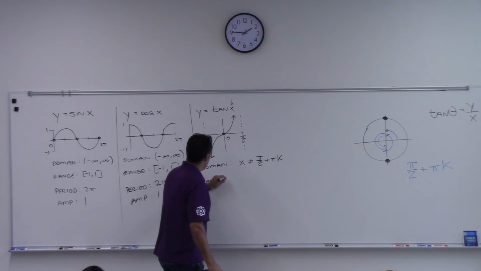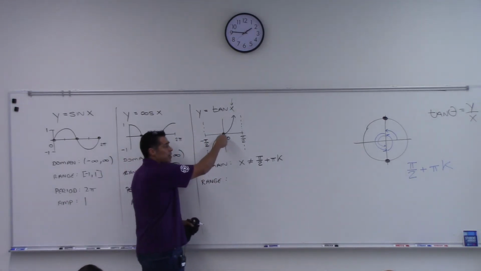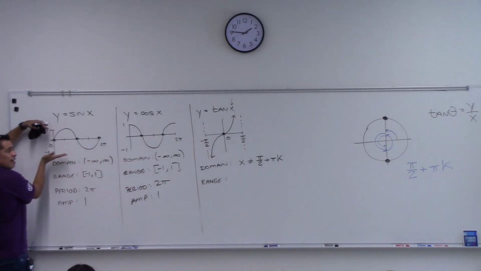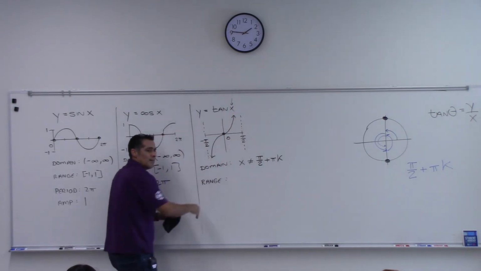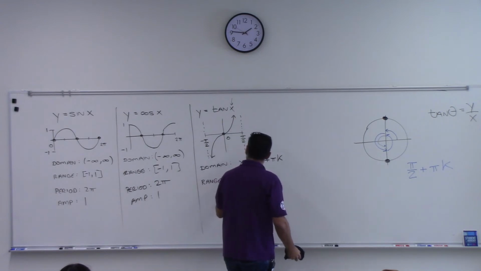All right, what about the range? Pretty much what? It's everything. Very good. So look at the outputs. You know how here we were stuck between negative 1 and 1, but here, because tangent goes up forever and down forever, all outputs are possible. So the range of this is negative infinity to infinity.